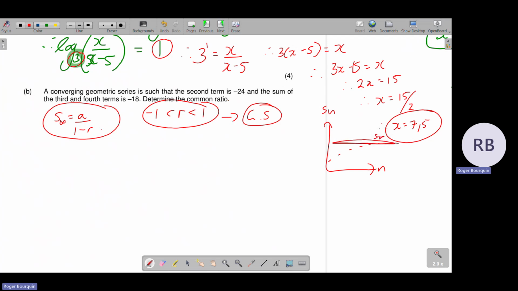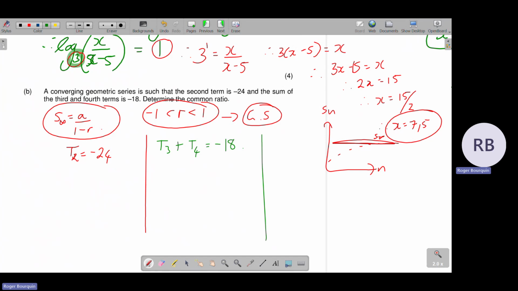Okay. So it says term 2, so it's geometric, right? And they tell you term 2 is equal to -24. And then they tell you what? Term 3 plus term 4 is equal to, so just start by writing down what you're given, right? Okay? And it's geometric.